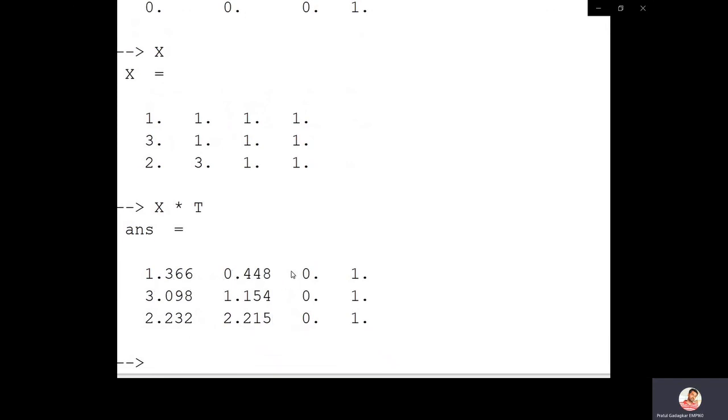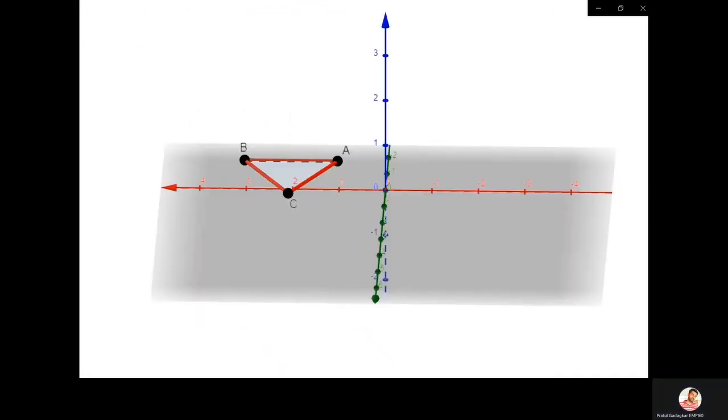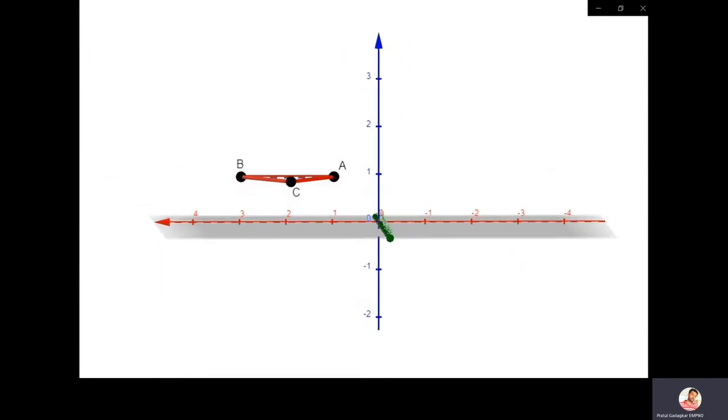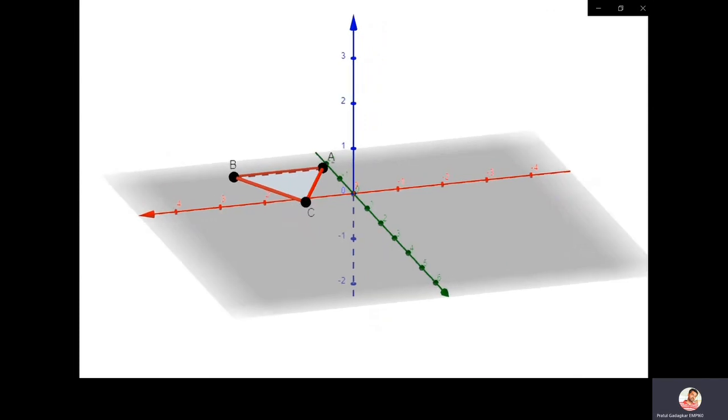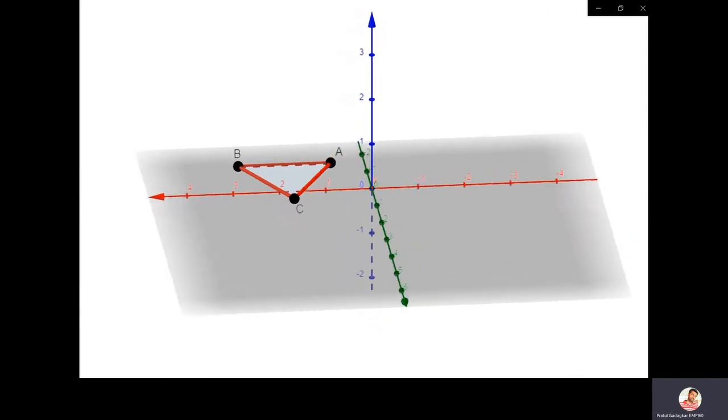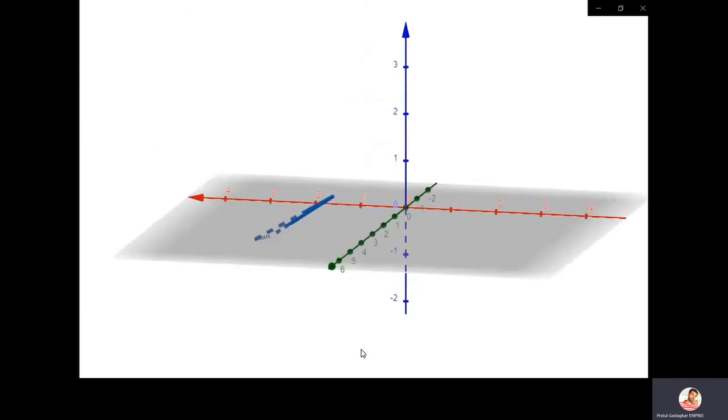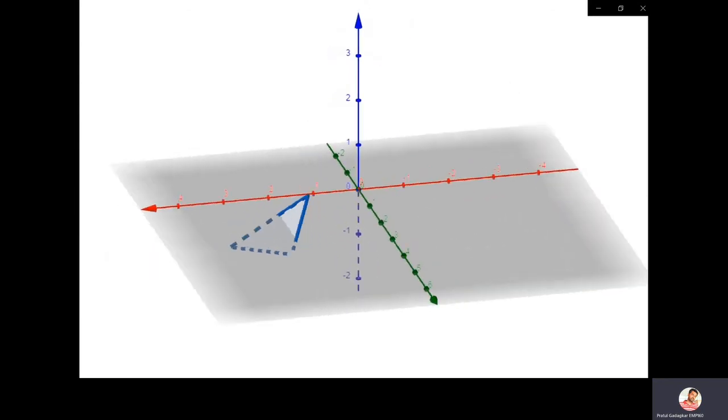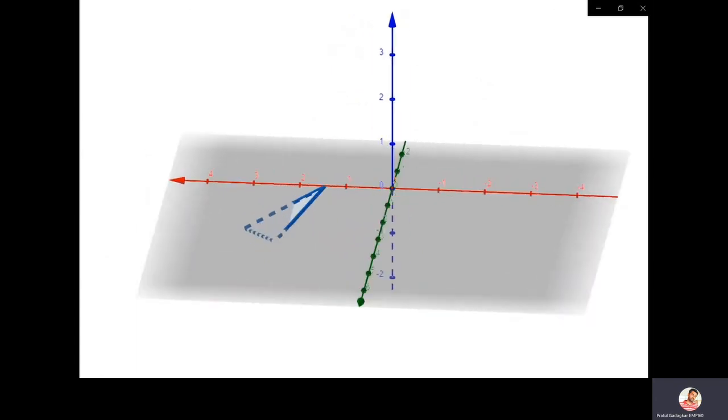We will now see these coordinates in an animation to check whether they are correct. This is a triangle ABC where A was 1, 1, 1, B was 3, 1, 1, and C was 2, 3, 1. Since the Z coordinate is 1, you can see that this triangle is parallel to the XY plane, because it lies completely on the plane Z equal to 1. Then I will rotate the triangle about the Y axis by 30 degrees. I will remove the previous triangle now. This blue colored triangle is the rotation of the triangle about the y axis by 30 degrees.